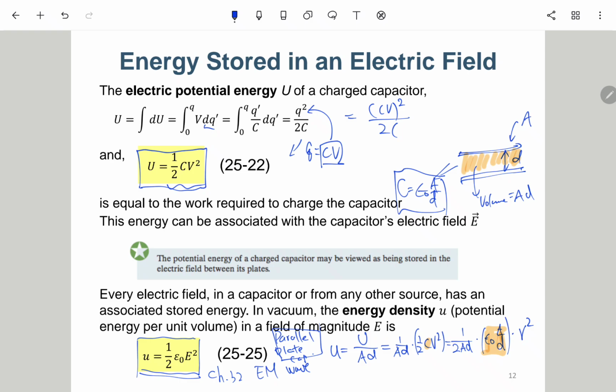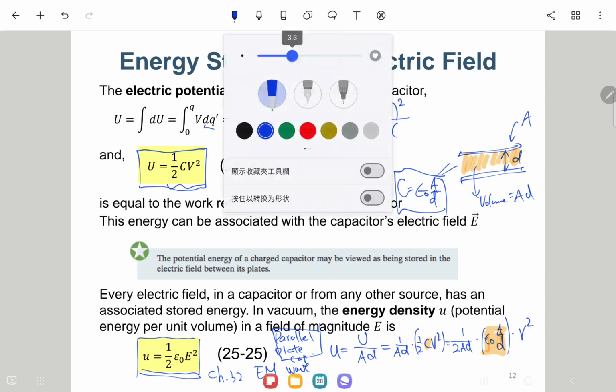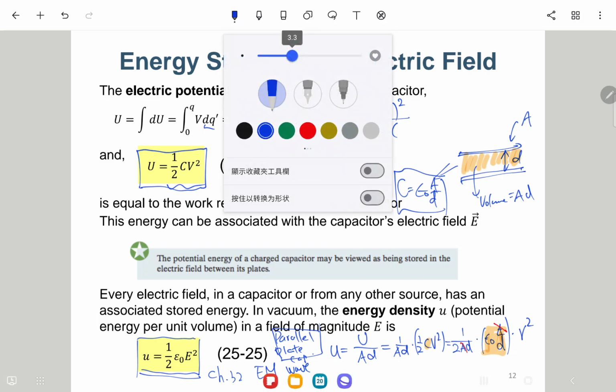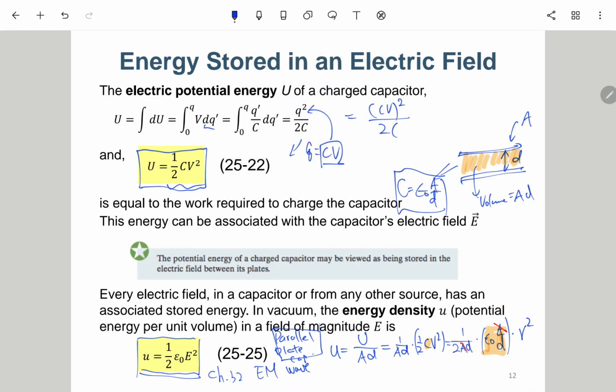So the remaining stuff, we can do some cancellation. We cancel this A with this A. So the area doesn't matter, because it's the energy density, so it doesn't really relate to the cross section area. Finally, here we have D, we have also another D, so totally D squared, and then we try to group the square term together.